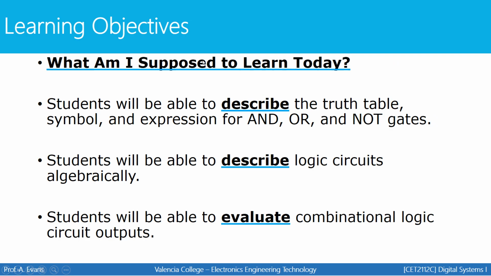In this video, here are the things that we're going to cover. We're going to learn how to describe the truth table, the symbol, and the expression for the AND, OR, and NOT gates. We're going to describe logic circuits algebraically and be able to evaluate a combinational logic circuit output using a truth table. If you haven't already, you'll want to print the lecture notes that accompany this video and complete them with me as I go through the lecture.